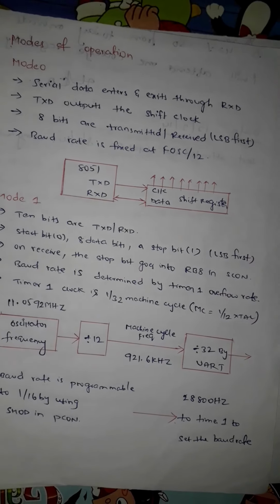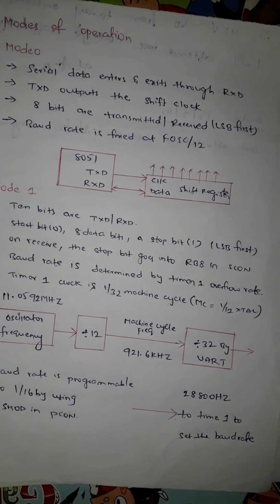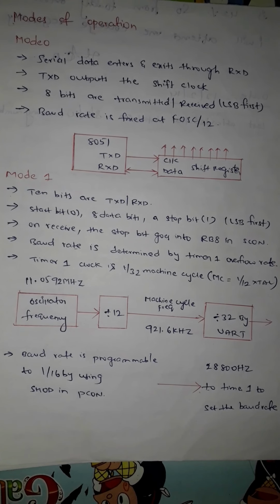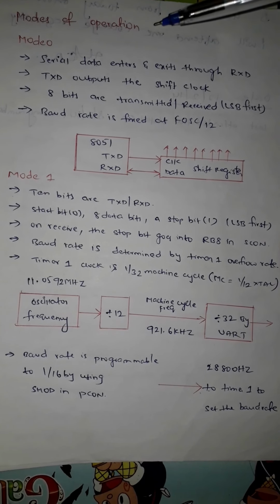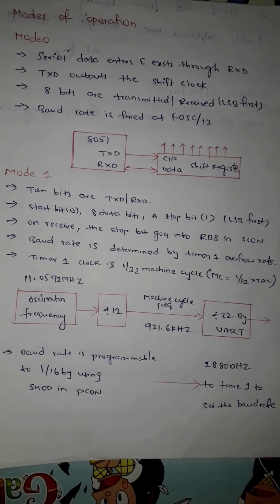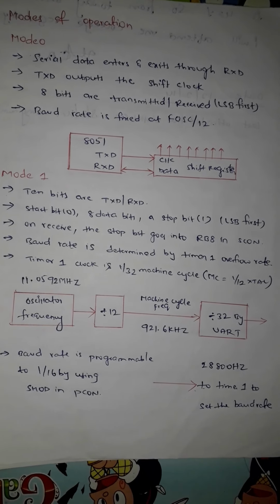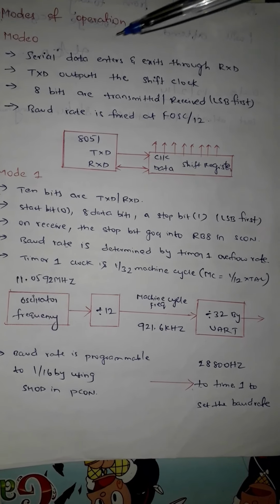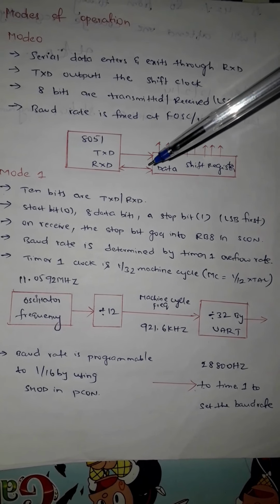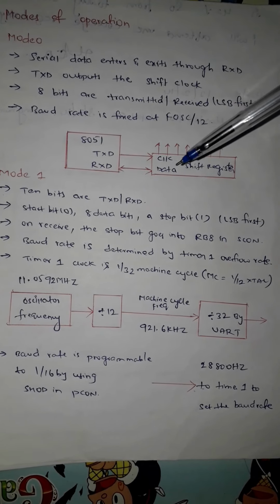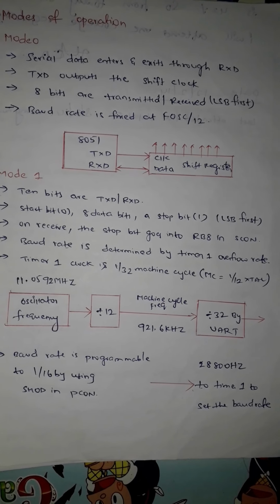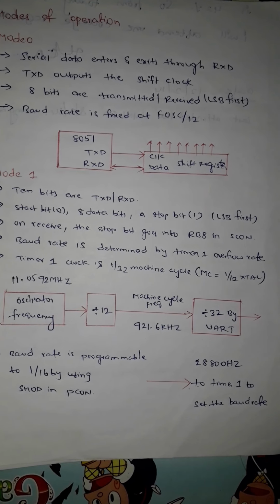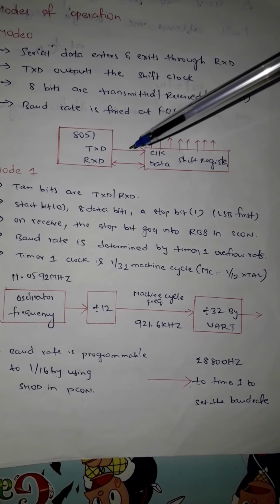Now let us look at the different modes of operation of this serial port. The first one is mode 0. In mode 0, the serial data operates in a half duplex mode of communication. Only one line is used for both transmitting and receiving the data, that is the RxD line. It is bidirectional, as shown here. It is half duplex because we cannot transmit and receive the data at the same time. Only one operation is performed through one line, either transmitting or receiving.